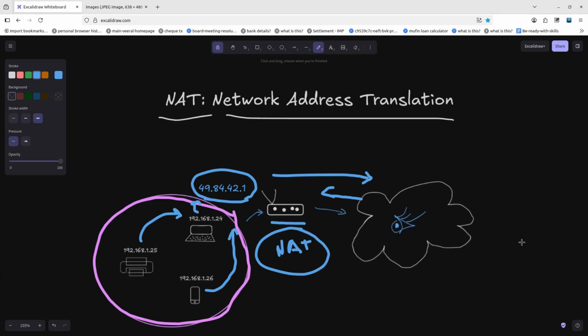So in future, when I'll be deep diving into technologies like VoIP, that's voice over IP, or any other technologies, this will come in handy. So this is just a brief introduction to what network address translation is.